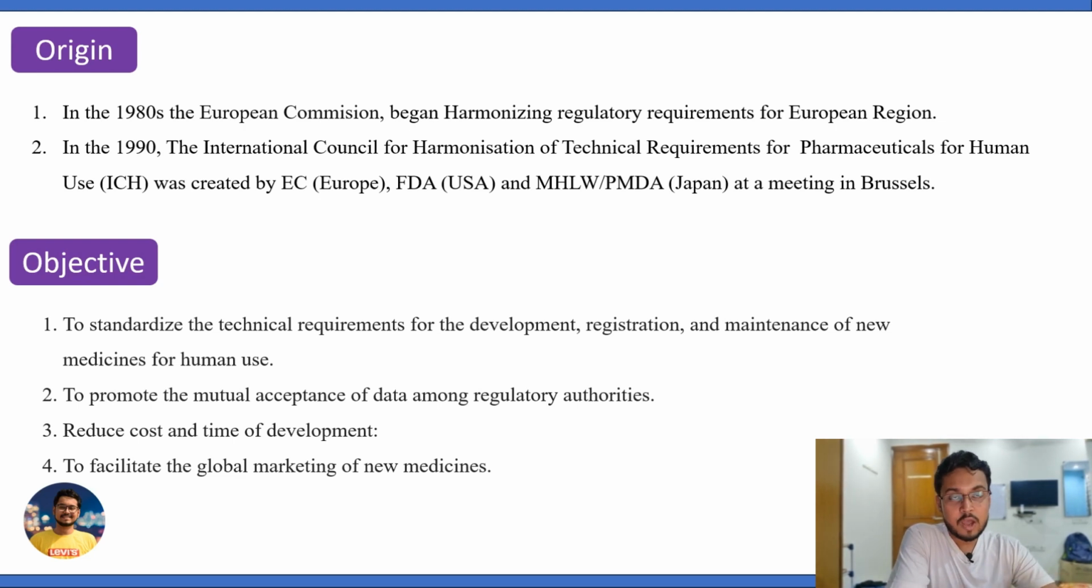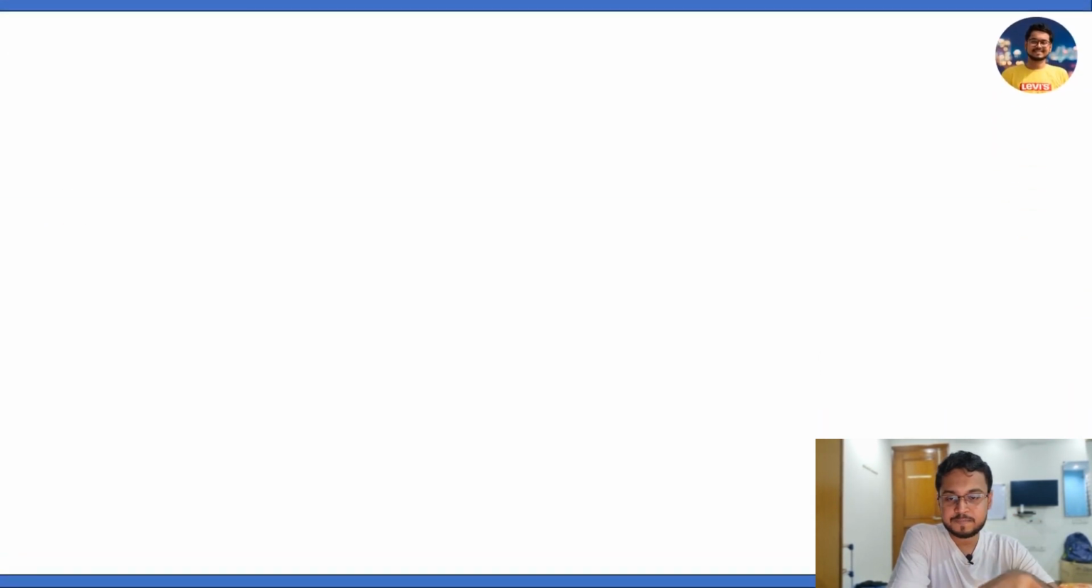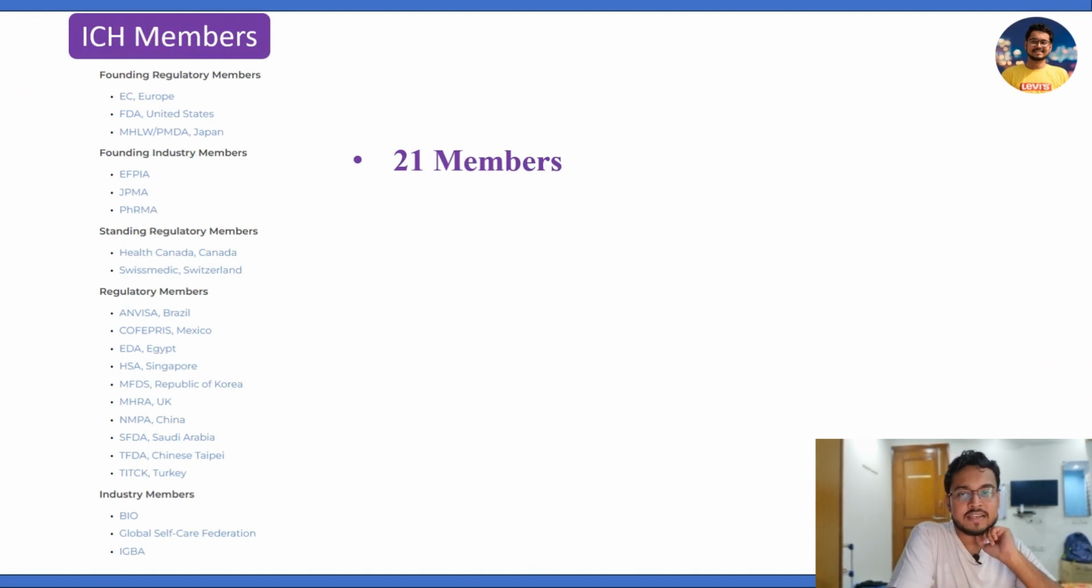Okay. Now understand what the members of this ICH are. As you can see on the screen, there are three founding regulatory members that I have mentioned. One is EC from Europe, FDA from United States, and MHLW/PMDA from Japan. Now, one thing to note is that it is not the countries that are the members of the ICH, it is the regulatory agencies of those countries that are the members of ICH. So please don't confuse that. It is the regulatory agencies of that particular country, for example, EC from Europe, FDA from United States, and MHLW and PMDA from Japan.